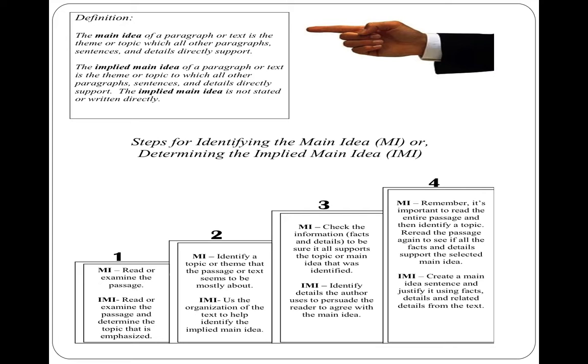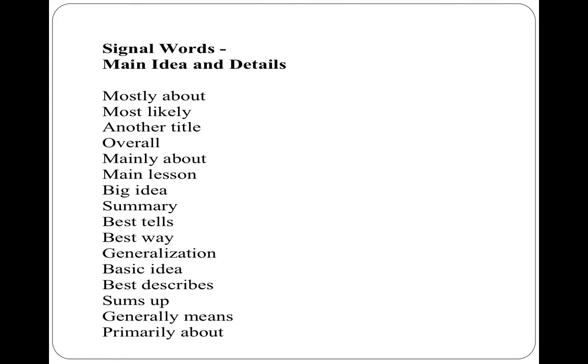And this third step is identify the details the author uses to persuade the reader to agree with the main idea. Now there's that word persuade. Sometimes persuade is not as simple as trying to sell something to you or convince you of something. It's simply trying to make you believe what they're saying. And it's arguable that everything that's ever written is trying to get you to believe what they're saying. And then the last step is to create a main idea sentence and justify it using facts, details, and related details from the text.